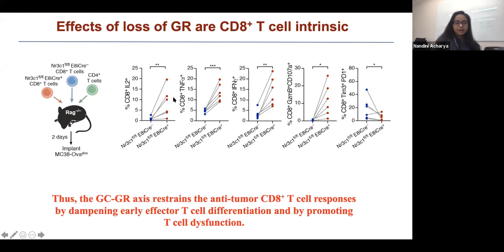And as you can see here, although the T cells were derived from the same tumor, so the microenvironment is the same, even in this condition, only the knockout T cells had superior ability to produce the pro-inflammatory cytokines IL-2, TNF-alpha, and interferon gamma, and also cytotoxic molecules like granzyme B and CD107. However, interestingly, these T cells had lower expression of TIM3 and PD1. So this data now confirmed that glucocorticoid signaling could restrain the anti-tumor CD8 T cell responses by dampening early effector T cell differentiation and by promoting T cell dysfunction in a T cell intrinsic manner.